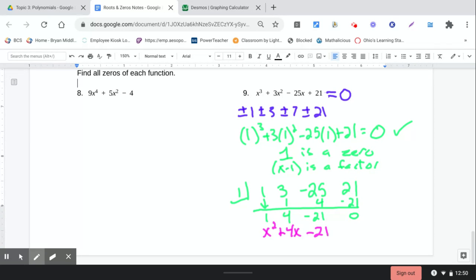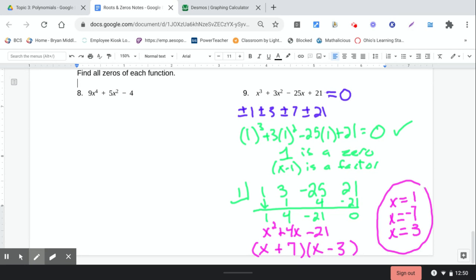And now we're going to see if we can factor that further, which I think we can. Let's see, our signs are going to be different. We are looking for factors of negative 21 that add up to 4. So I think 7 and 3. And then when we set both of those equal to 0, we get x equals negative 7, x equals 3, and then remember the one we found from guessing and checking, x equals 1. Those are the 3 zeros of our function, 1, 3, and negative 7.